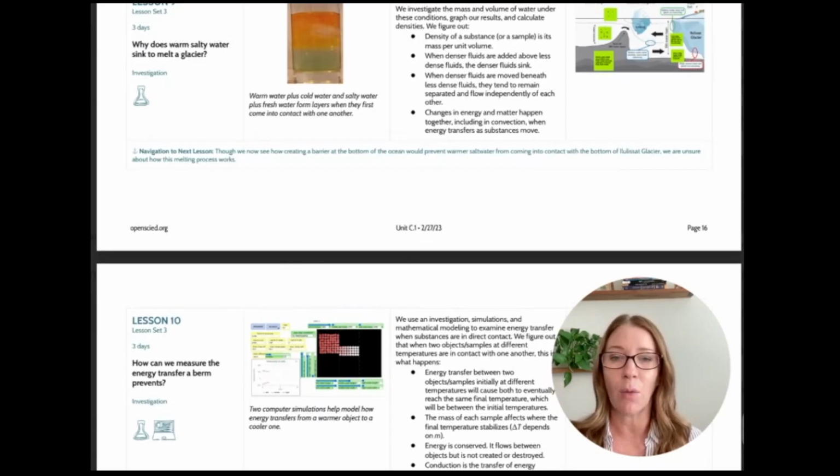So in lesson 9, we do an investigation using different amounts of mass and volume, and we really develop the idea of density. Instead of just giving the equation, we really show that linear graphing of volume and mass to show that density is the same no matter the amount of volume or the amount of mass. It's going to remain the same. It's a property of the substance.